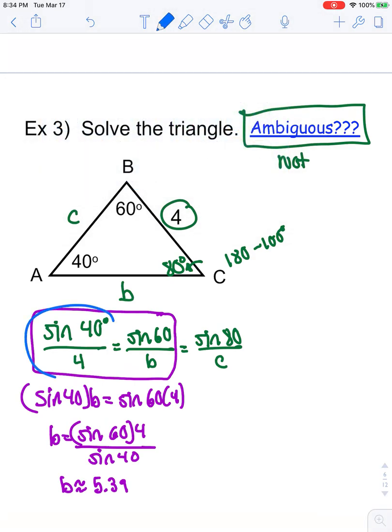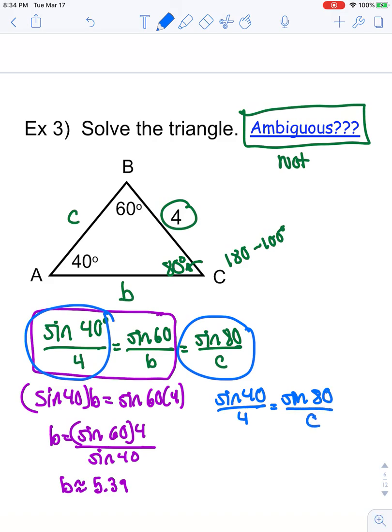And again, if we repeat the process using the first completed ratio and the third ratio, sine of 40 over 4 equals sine of 80 over C. To find C, I will be multiplying the sine of 80 times 4 and then dividing by the sine of 40. So C is approximately 0.64.